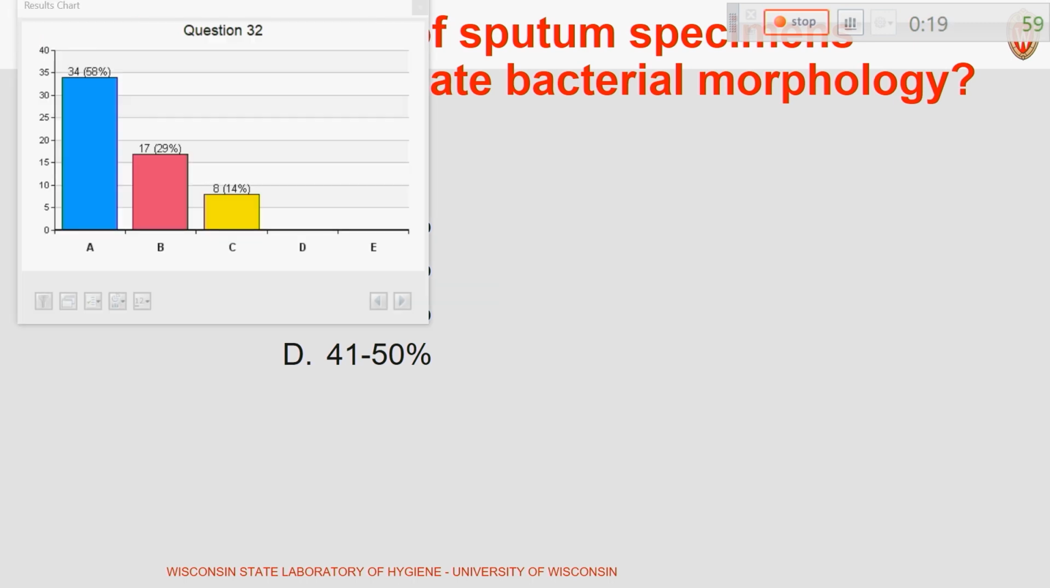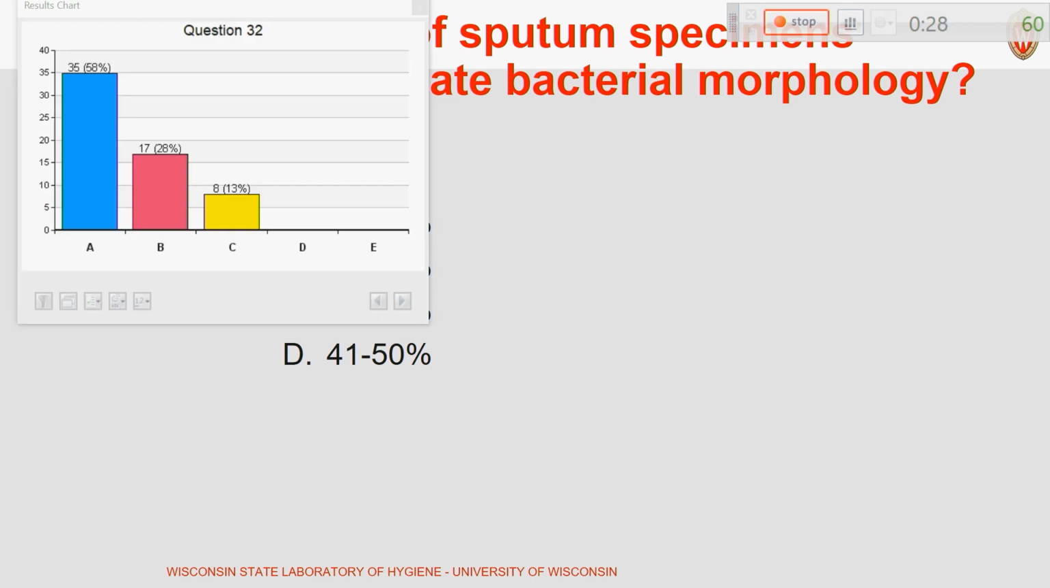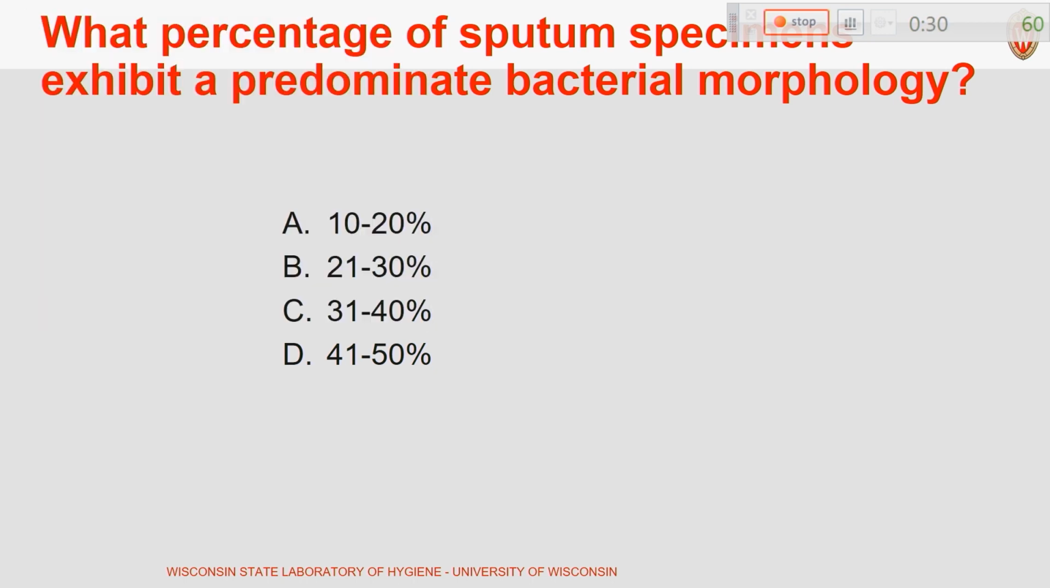Yep, it was A. According to the literature, only 10 to 20% of sputum specimens are going to exhibit a predominant bacterial morphology. So again, this is actually associated with the Gram stain, and the culture potentially as well, the low diagnostic yield of a lower respiratory tract culture, so the importance and relevance of the Gram stain in determining what you're accepting.